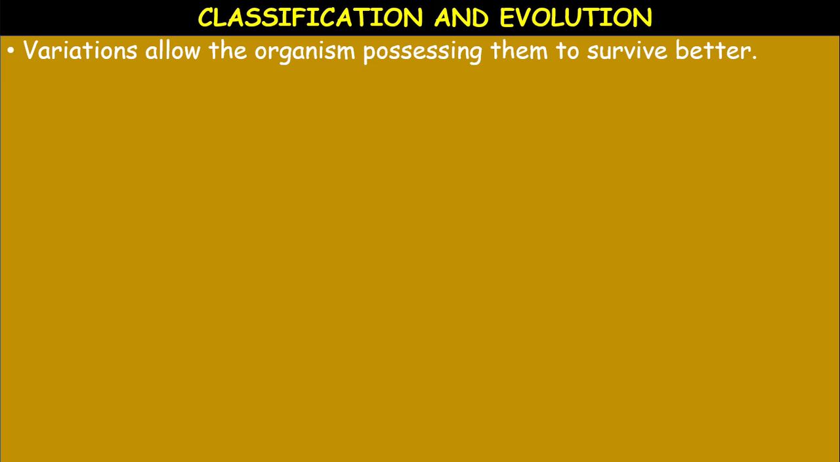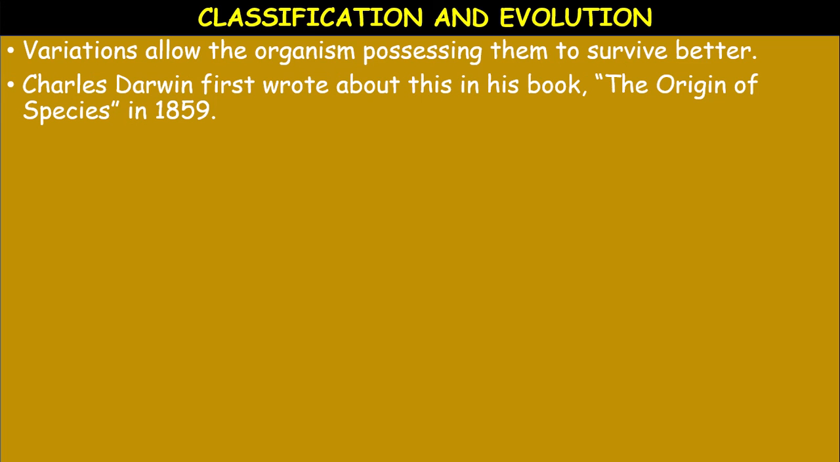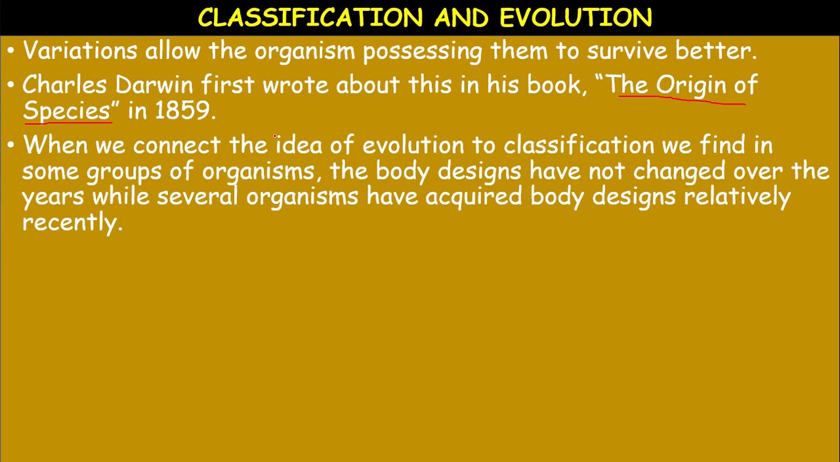Next, the variations allow the organism possessing them to survive better. Charles Darwin is a famous scientist who first wrote about this evolution in his book. The book name is The Origin of Species. How nice the name is. In 1859, he wrote this book, The Origin of Species.